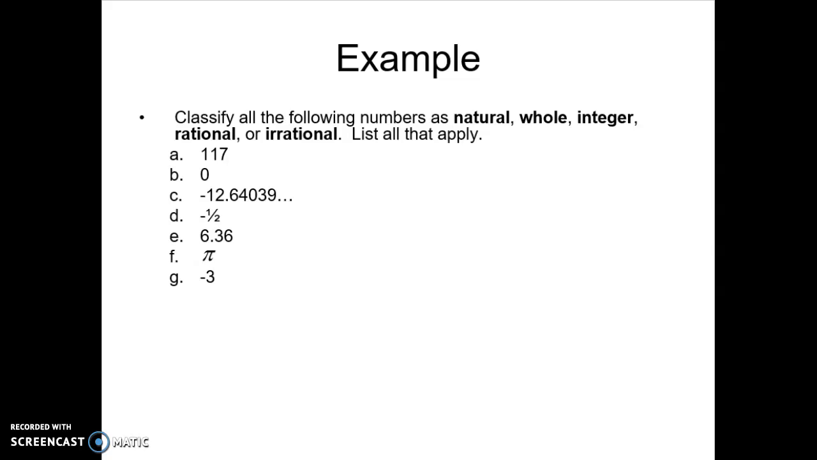So like in example A, the 117, well, that's a natural number. It's a number we use to count. It's a whole number because the whole numbers are the natural numbers plus 0. It's an integer because it's a positive or negative whole number. And it is rational because it can be expressed as a fraction, 117 over 1. So for letter A, your answer would be all of them except for irrational, because 117 is a natural number, it's a whole number, it's an integer, and it is rational. So as you go through and try these, you may want to jot down your answers so you can check them here in a minute.